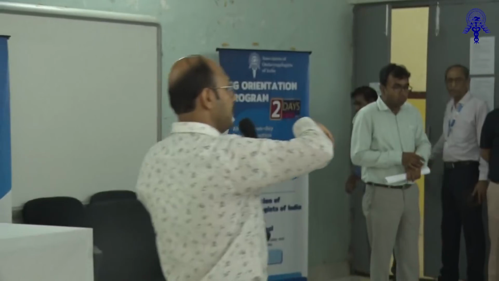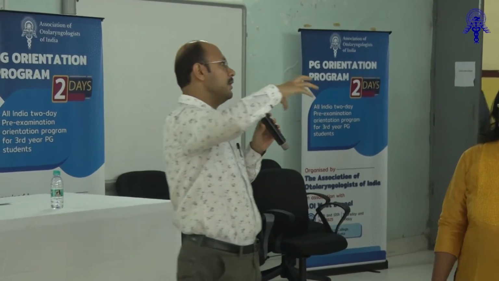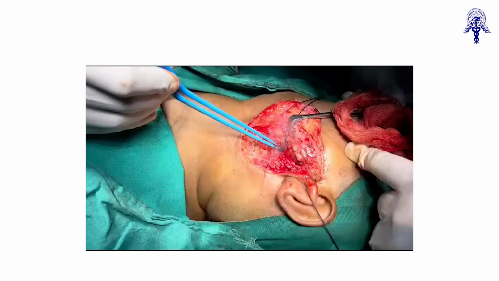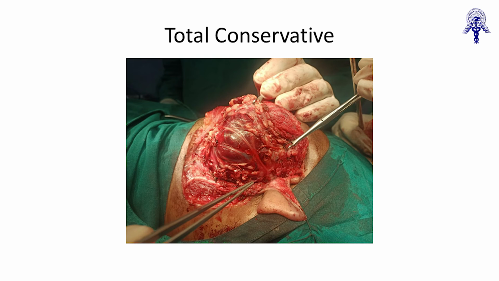So to avoid the recurrence, you need to remove a comprehensive cuff of tissue around the tumor. In spite of enucleating the tumor, you should remove a comprehensive cuff of tissue, assuming that the pseudopods are into that tissue. After removing the tumor, you should place a drain and then come out. So next slide. These are the total conservative parotidectomy. You should preserve the branches when you find the tumor is lying deep to the branches.